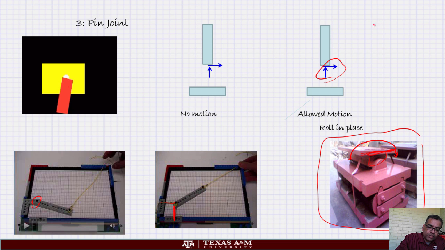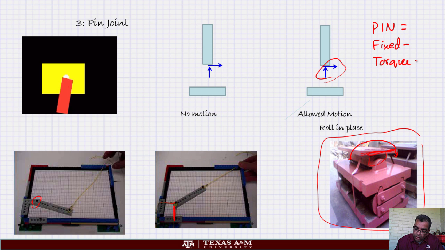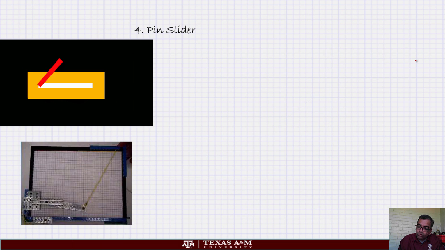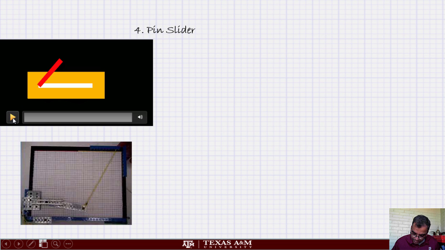A pin joint equals fixed minus torque. So if you get rid of the torque in the fixed joint, you get a pin joint. Okay, very good. Now the next kind of joint we are going to look at is what is called a pin slider. Okay, so let's look at a pin slider. That's a pin slider.